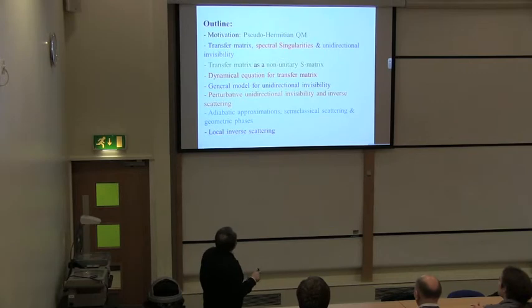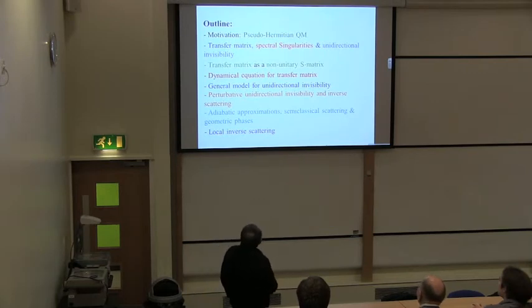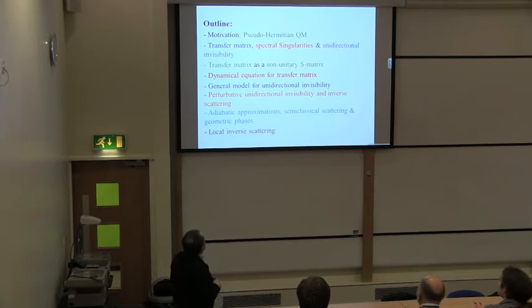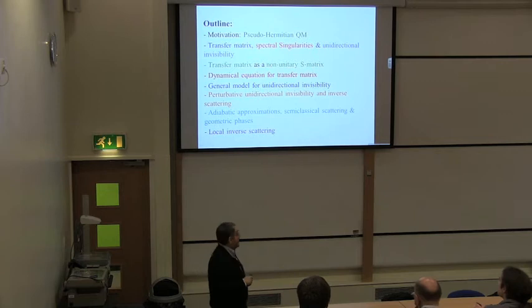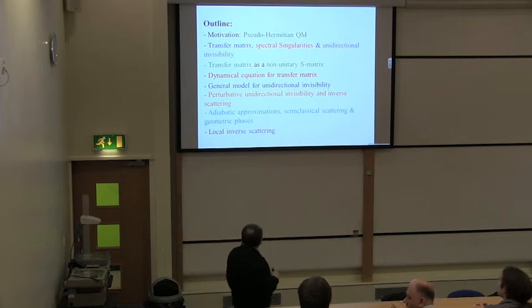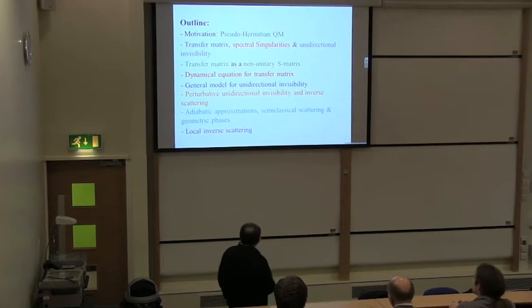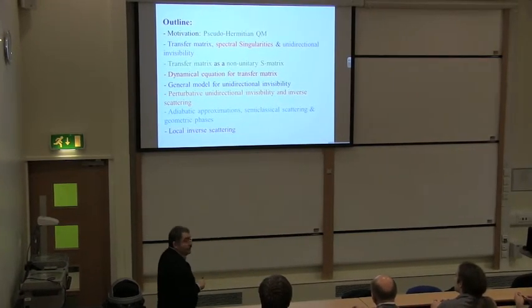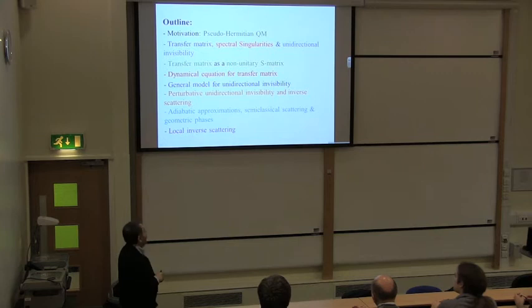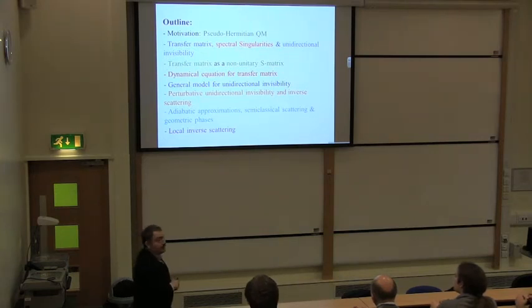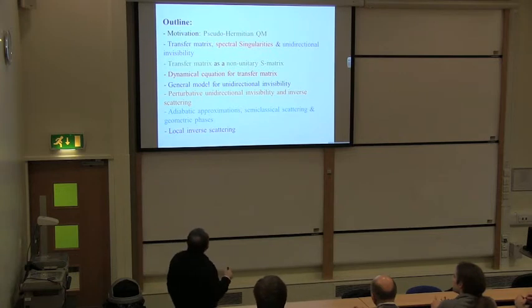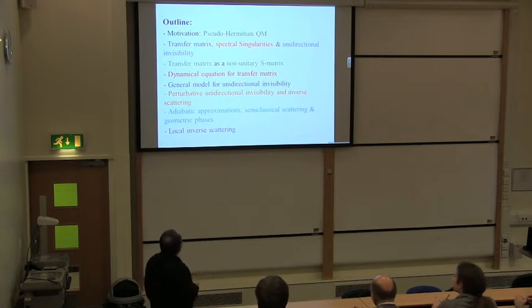I'll introduce these words: transfer matrix, spectral singularity, unidirectional invisibility. Then I will discuss properties of the transfer matrix which were not known. For example, I'll show that it is actually an S matrix for some non-unitary system. I will derive dynamical equations for the transfer matrix and use it for various purposes, for example, to give a general model for unidirectional invisibility.